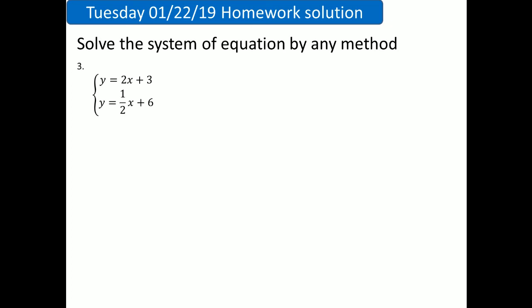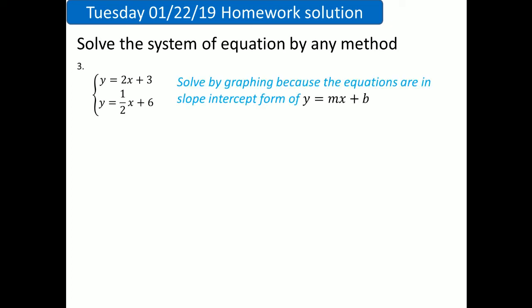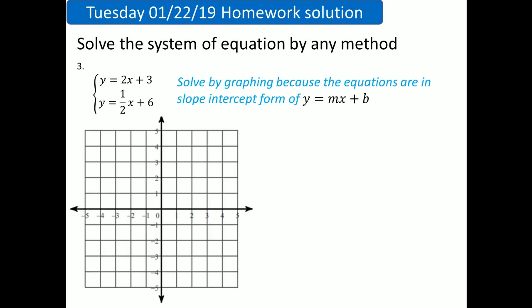Step 3, or problem 3. Solve the system of equations by any method. I'm going to solve by graphing because the equations are in slope-intercept form of y equals mx plus b. Here's my grid. My first equation, y equals 2x plus 3. What is the slope? The slope is the number in front of the x. Right here, the number in front of the x is 2. But we always put the slope in fraction form, so it becomes 2 over 1.